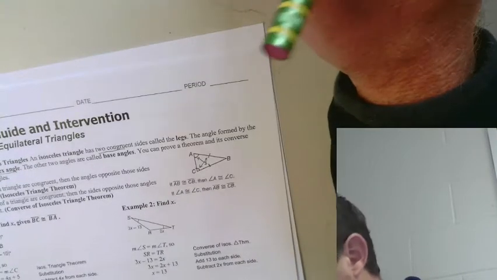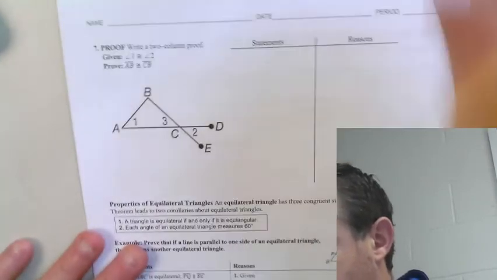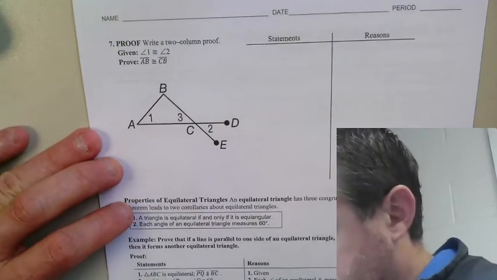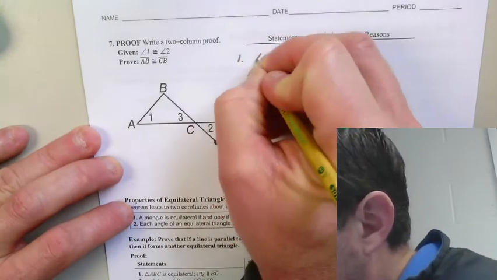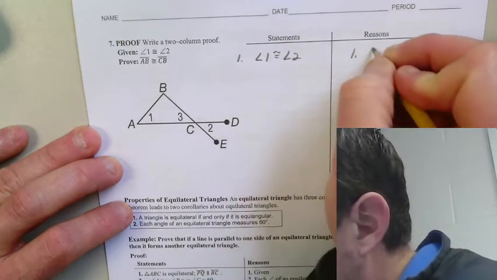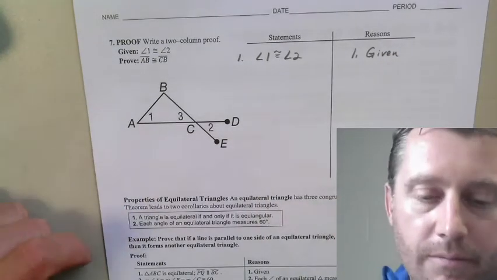So let's take a look at the back side here. Oh, two-column proof. Okay, so let's go ahead and work through this one real quick. Angle 1 is congruent to angle 2. I'm going to write down that that is a given. Okay, we know that to be true.